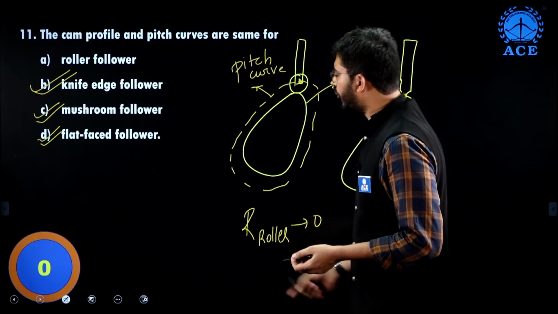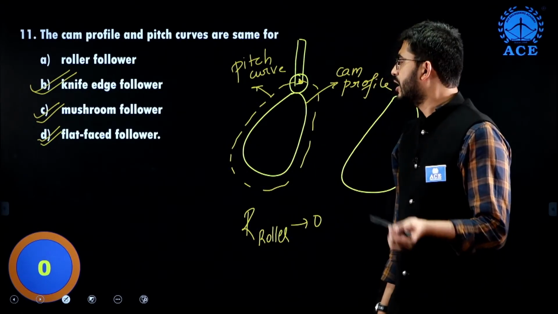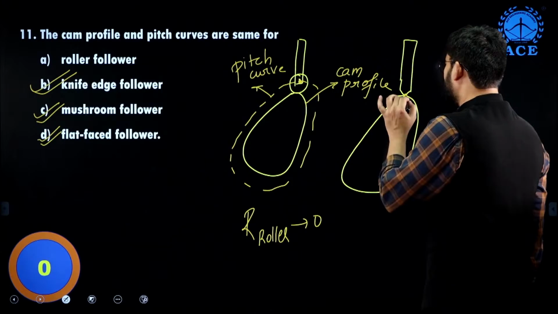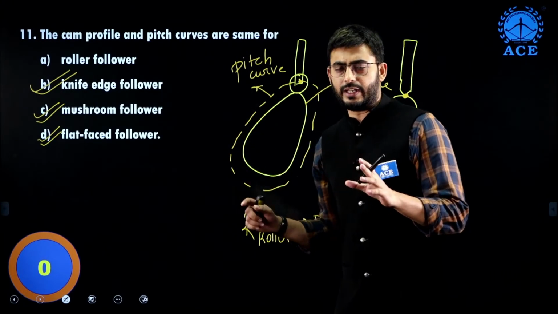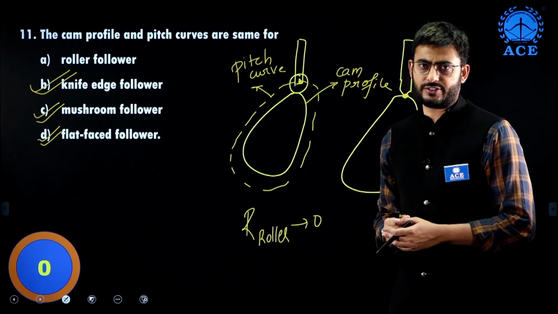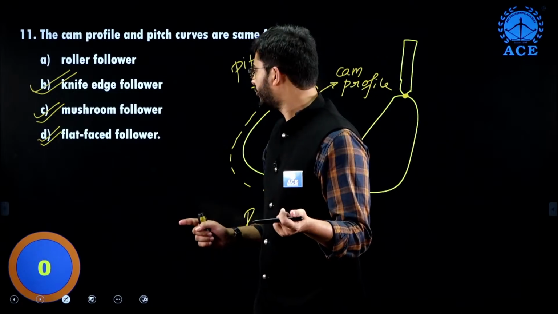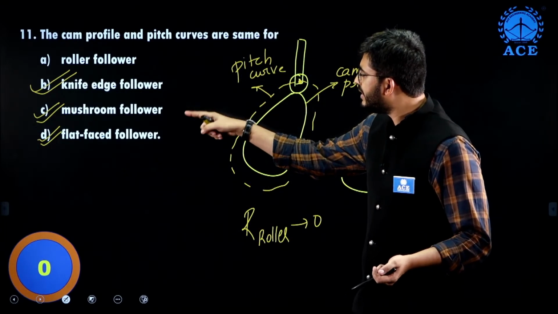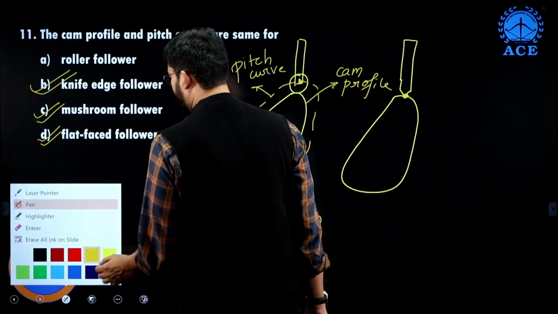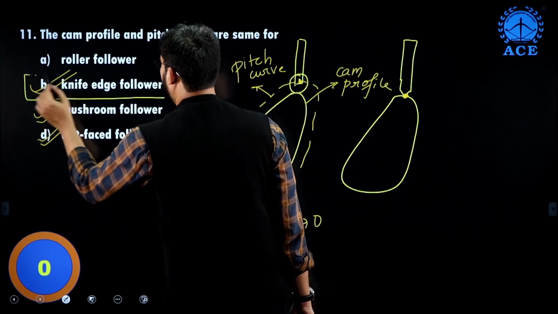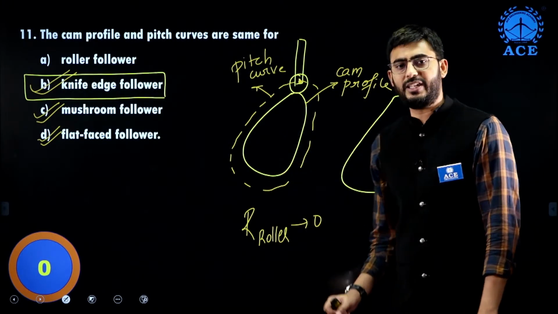Okay, because for all these types of followers, for knife edge follower, for mushroom follower, for the flat faced follower, the reference point will be the point of contact between the knife edge or mushroom or flat faced. So the locus of this reference point is called the pitch curve. Alright, so options B, C and D are all correct answers, but this is more probable, or this is more right answer for the knife edge kind of follower. Option B will be the correct answer.